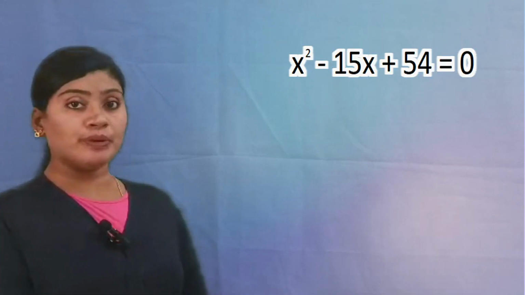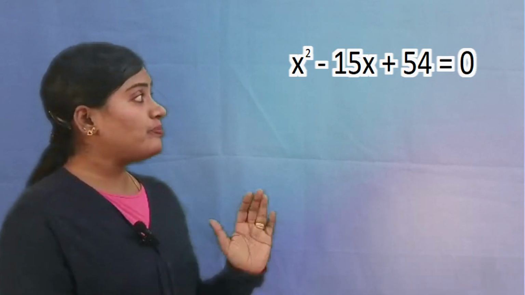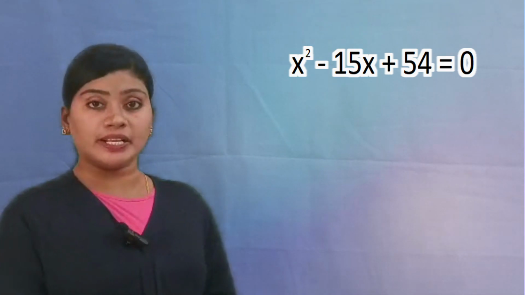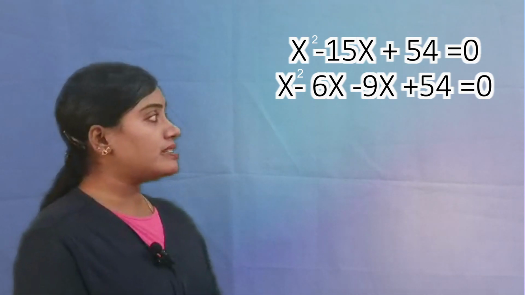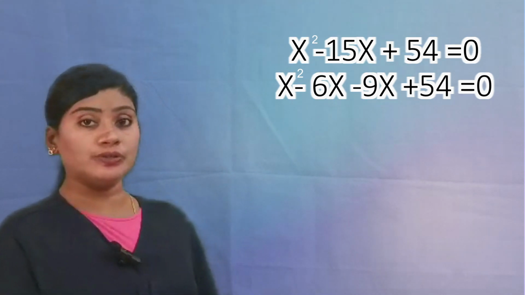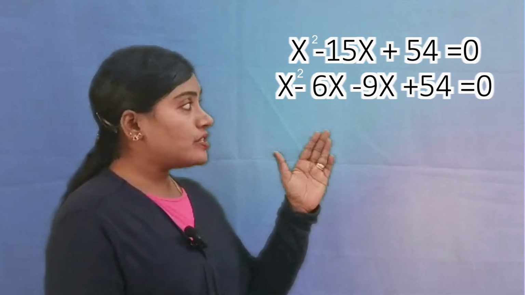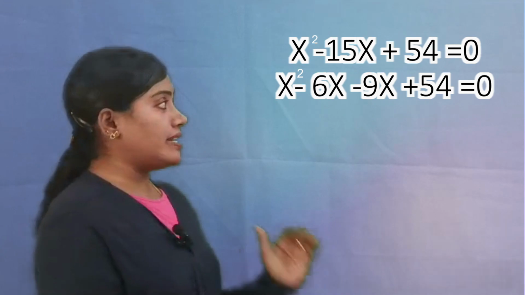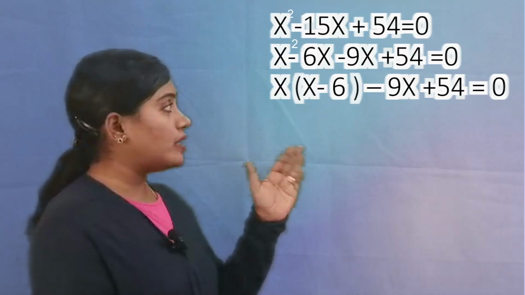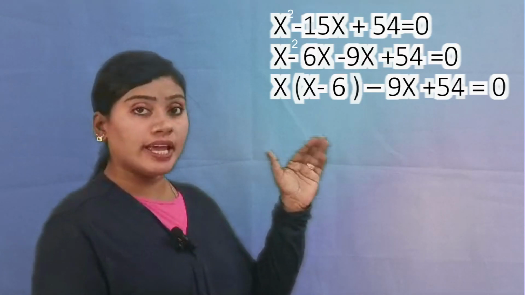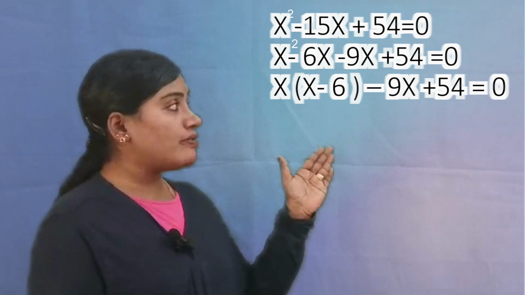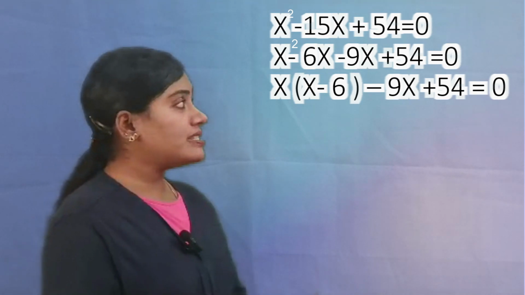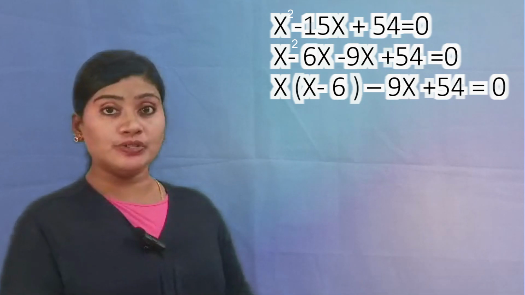Next, we are going to replace minus 15x with minus 6x and minus 9x. So the equation becomes x square minus 6x minus 9x plus 54 is equal to 0. Consider the first two terms. Take out the greatest common factor x. That means x into bracket of x square divided by x, x, minus 6x divided by x, 6, minus 9x plus 54 is equal to 0.